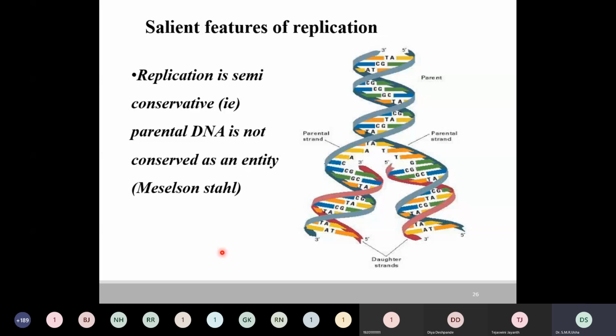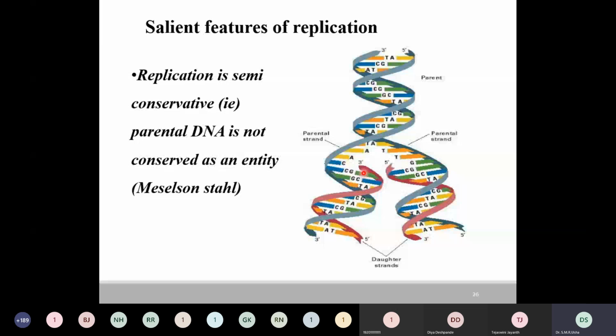Next, we will go to some of the salient features of replication. One is semi-conservative, I told you. Let us say this is the parent DNA with the two strands. Now, during replication, it will separate. Why is it separating? Because the enzyme has to see all these bases, and then only it can add the corresponding bases. So this separates.